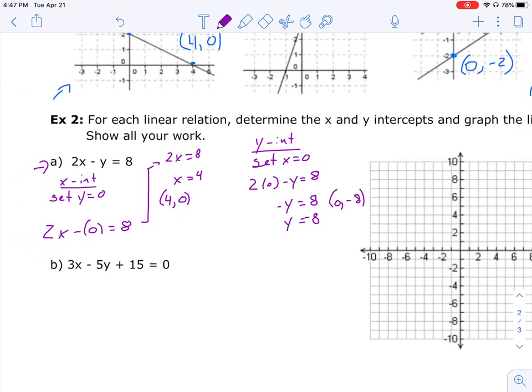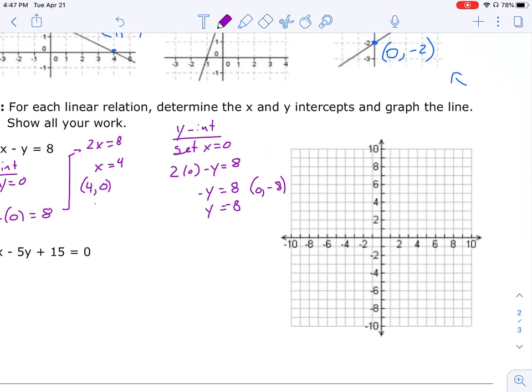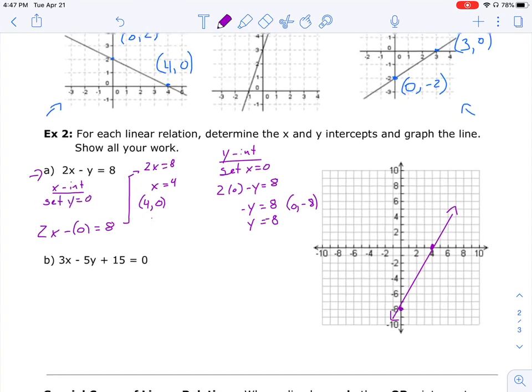So the first point I'm going to plot would be my x-intercept here, which is 4 and 0. So 4 and 0 is right here. And then my second, when x is 0, y is negative 8. Right there. So I have my 2 points. I'm going to draw my line that goes through, very roughly like that. So that would be 2x minus y equals 8. So we have our line there.